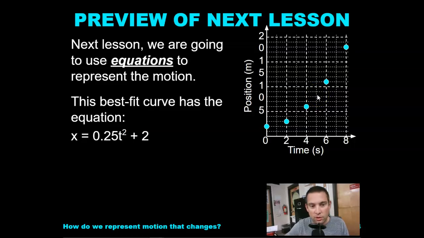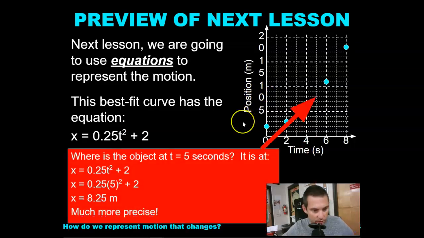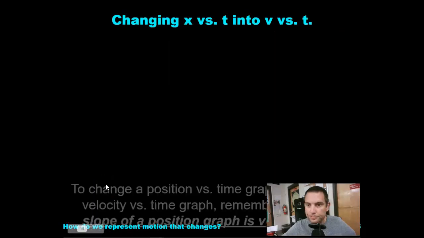Next lesson, we're going to use equations to represent motion. The best fit curve has the equation x equals 0.25 t squared plus 2. Looking at that, you may be able to understand where that equation came from. If not, here we go. By using this equation, we can plug in the time at 5 seconds and then solve. So it's so much more precise.